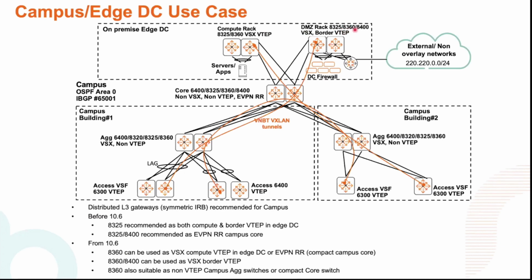That's why we recommend 8,000. Even though the 6400 supports VSX, we still recommend 8,000 in the data center. A360 can also be used as a non-VTEP campus switch here to connect to the access switches. But there's no need to run VXLAN, right? Just transit.